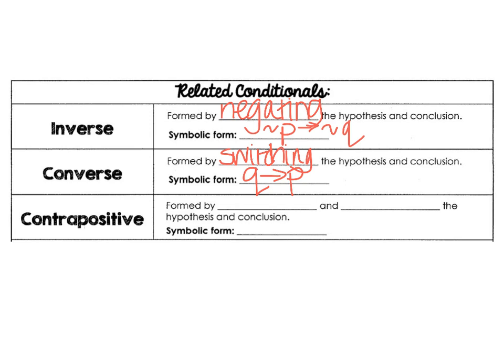And now the contrapositive of a conditional statement is formed by both negating and switching the hypothesis and conclusion. So the symbolic form for this would be if not Q, then not P. So we're both negating and switching our P and Q.